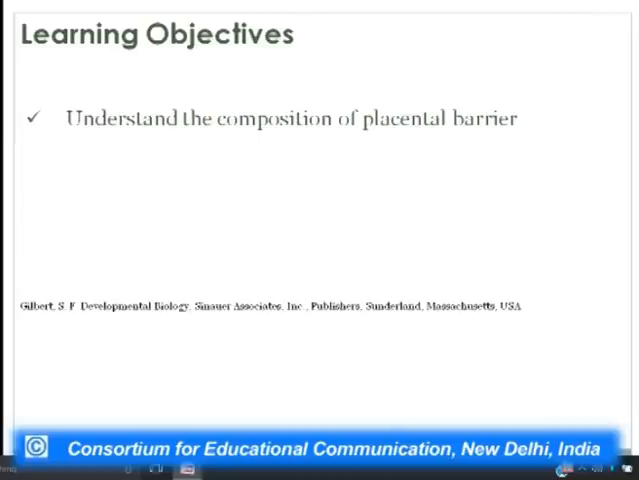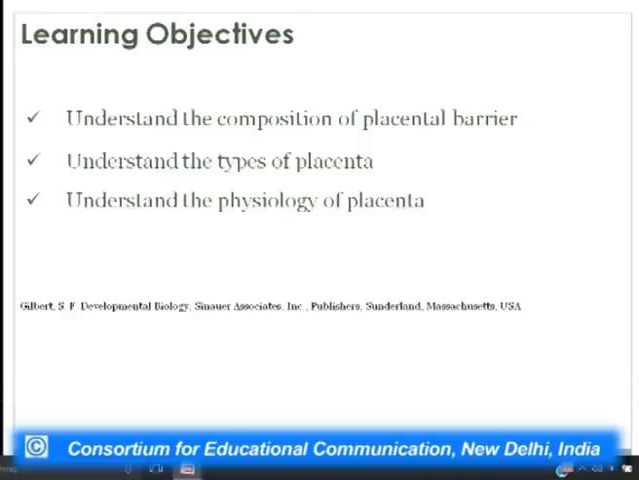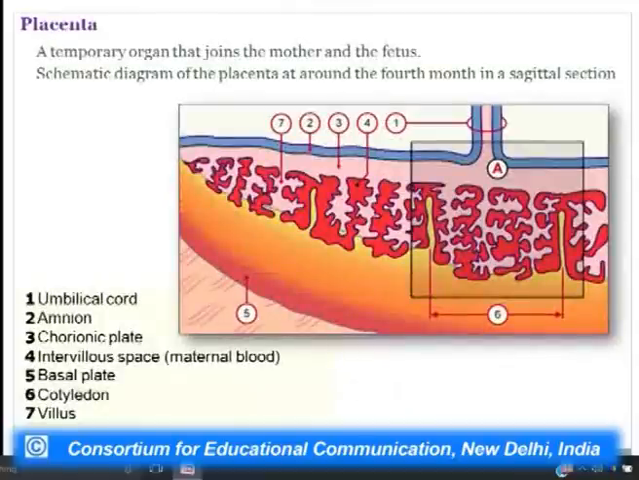So the blastocyst has now implanted into the mother's uterine wall, and then there occurs the creation of a structure termed the placenta, from where the exchange of materials between the maternal and the fetal tissue takes place. So the learning objectives for this particular session will be to understand more about the composition of this placental barrier, to understand the different types of placenta, and to understand the physiology of the placenta.